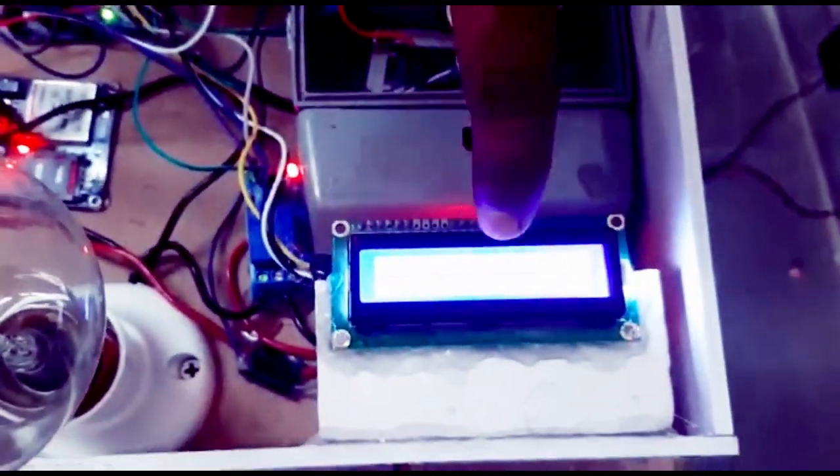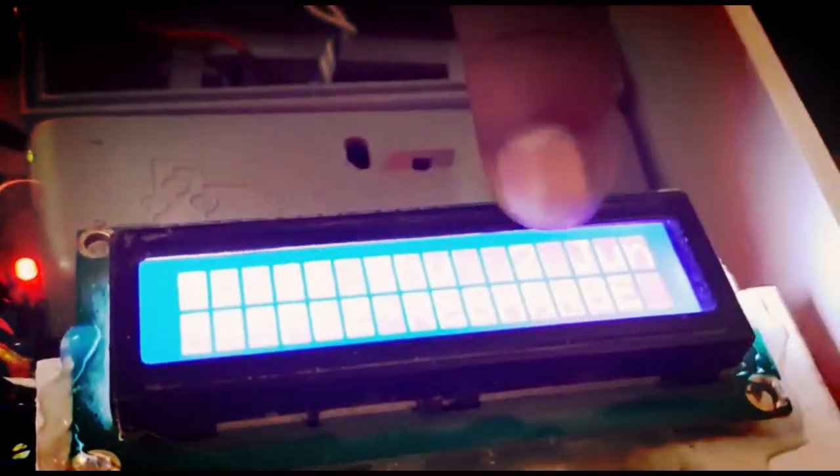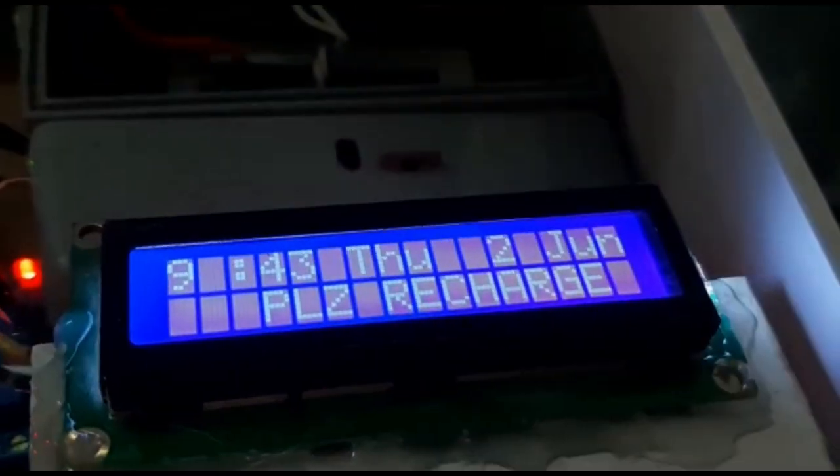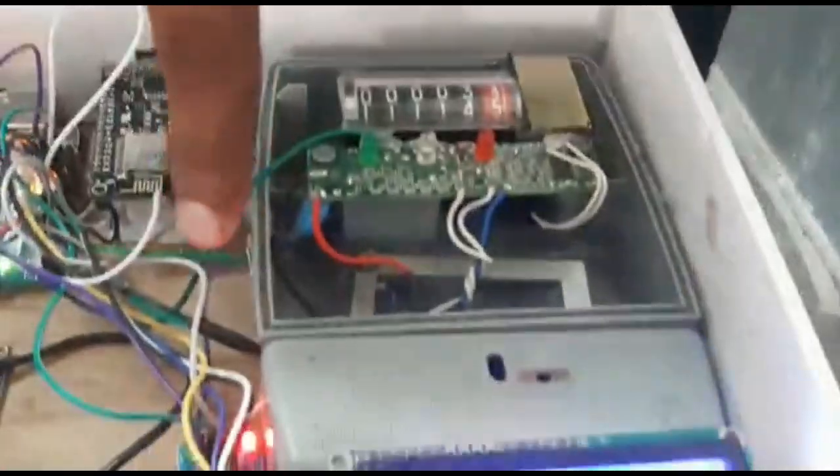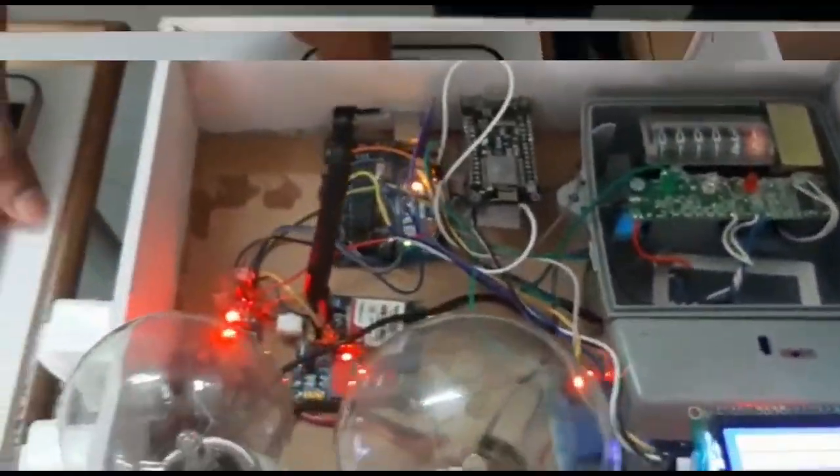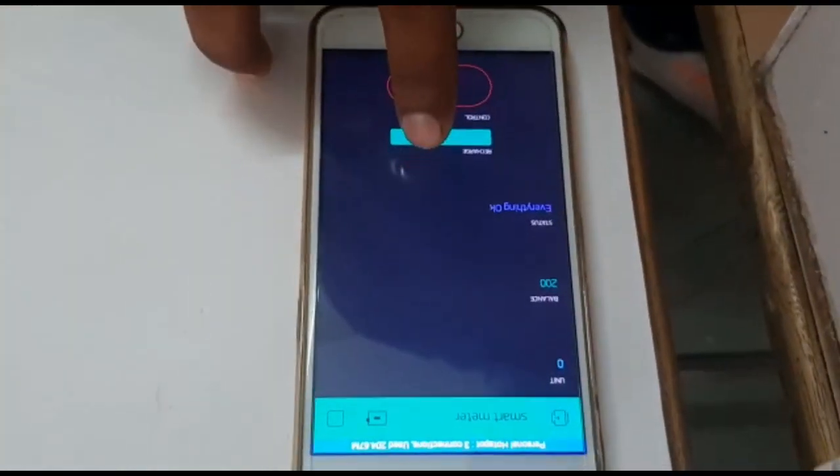And after some time, it shows the time and also the week and date, and shows please recharge, because there is no recharge in this system at present. We recharge an amount of 100 rupees from the Blink IoT app.